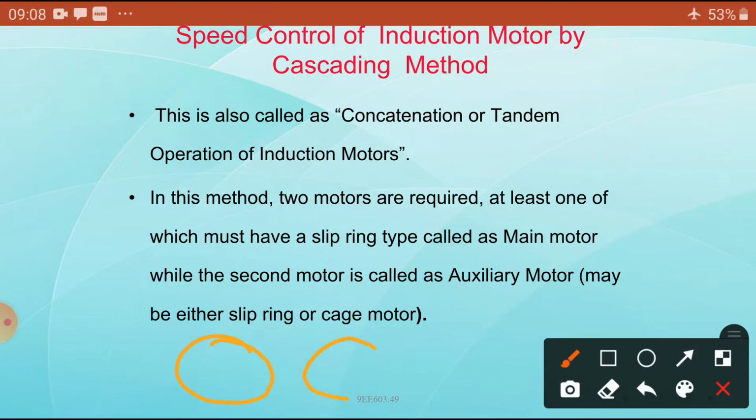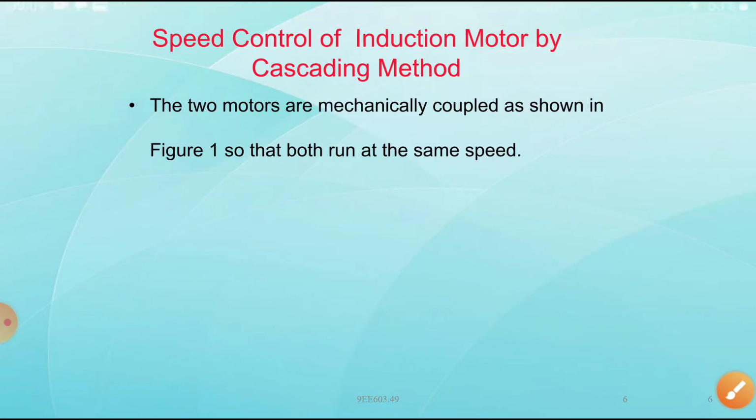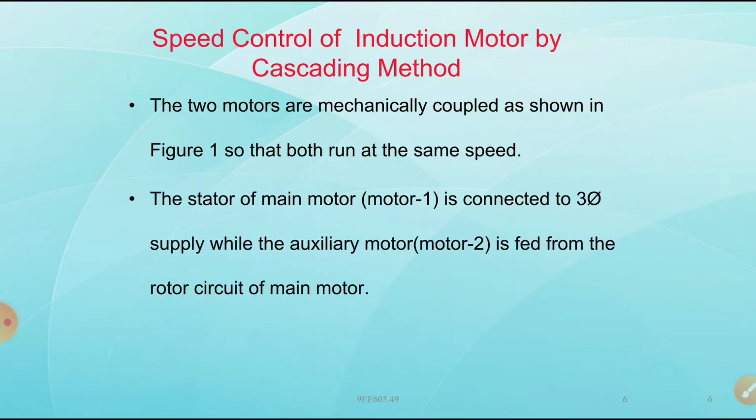The rotors of these two motors are coupled. One should be a compulsory slip ring induction motor, and the other may be a slip ring induction motor or a squirrel cage motor. The two motors are mechanically coupled as shown in the figure, so both run at the same speed. The stator of the main motor, motor 1, is connected to the 3-phase supply, while the auxiliary motor, motor 2, is fed from the rotor circuit of the main motor. You can see the figure.